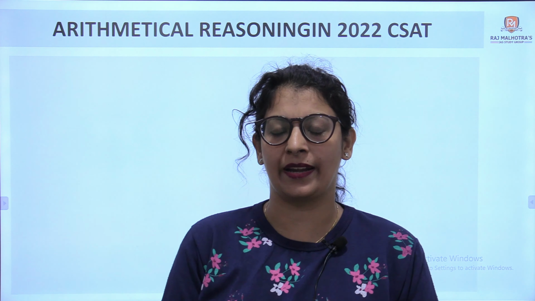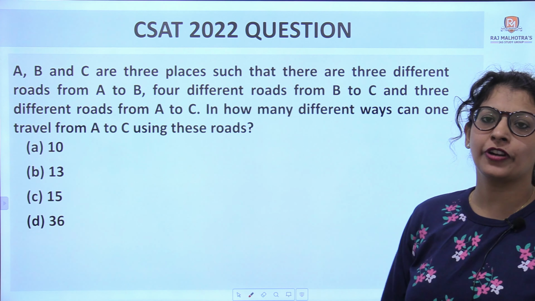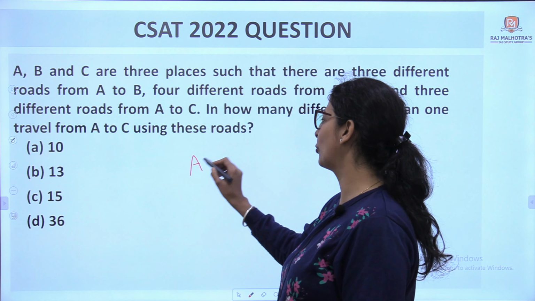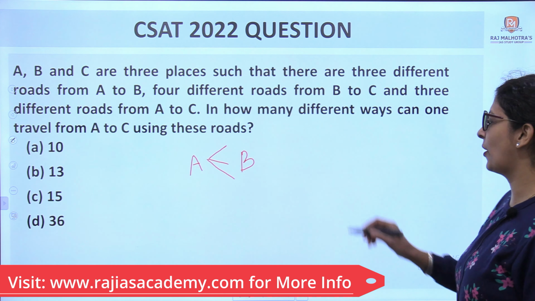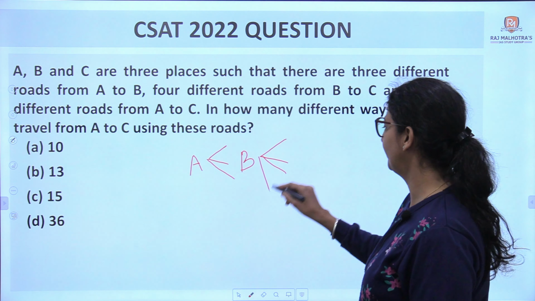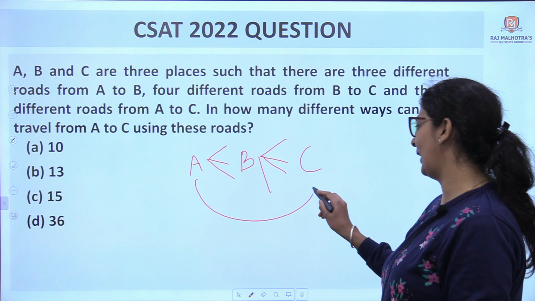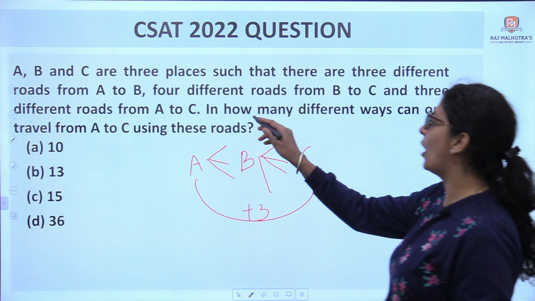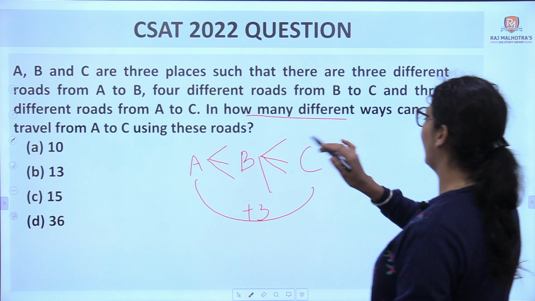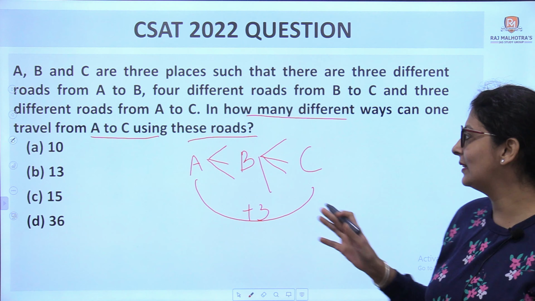The question is, A, B, C are three places such that there are three different roads from A to B. So I make three roads. Four different roads from B to C. And three different roads from A to C directly. The question is, in how many different ways can one travel from A to C using these roads?